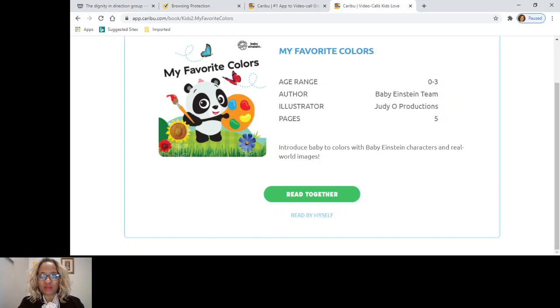Our book is called My Favorite Colors. It's for ages birth, newborn to three, and the author is Baby Einstein Team, and the illustrator is Judy O. Productions. Now we'll read five pages together. This book introduces baby to colors with Baby Einstein characters and real-world images. So let's get started with My Favorite Colors.